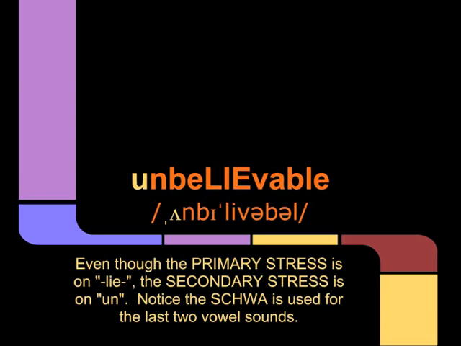Unbelievable. Even though the primary stress is on li in the middle, the secondary stress is on the letters UN, represented by this particular symbol here. But notice the schwa is used for the last two vowel sounds. Unbelievable, vable.